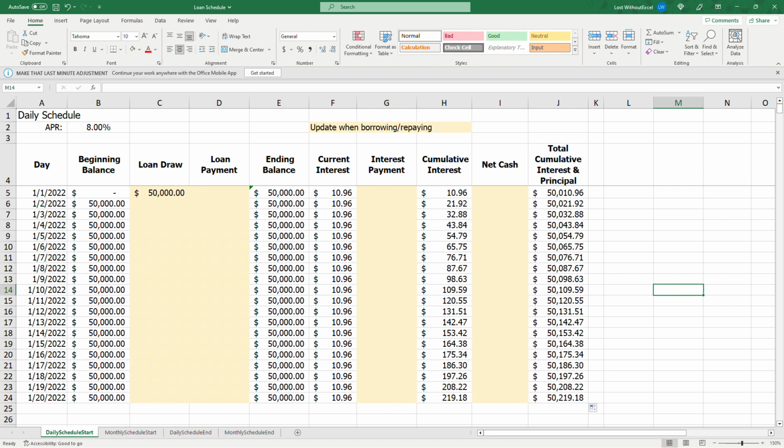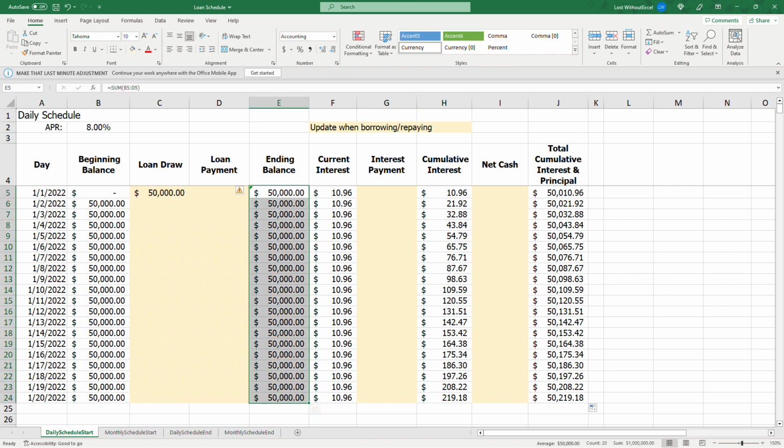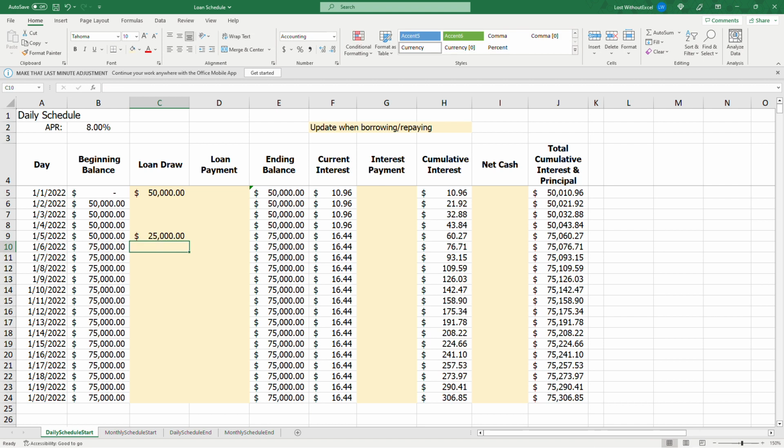Since we just had the one loan draw, we're going to have the same balance every day and the same interest every day. But let's say that a few days later, we borrow another 25,000. Now it's going to shift over. We can do this as much as we want because we can borrow and pay back several times during the month. And because we're doing it on a daily basis, this will all recalculate.